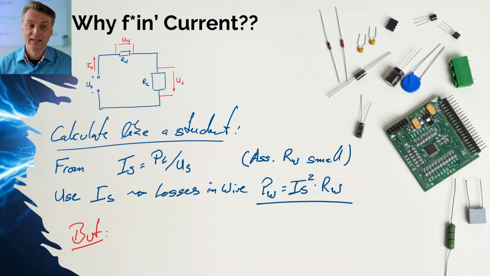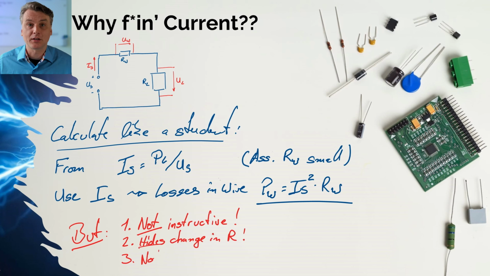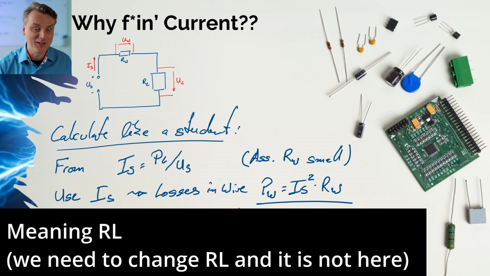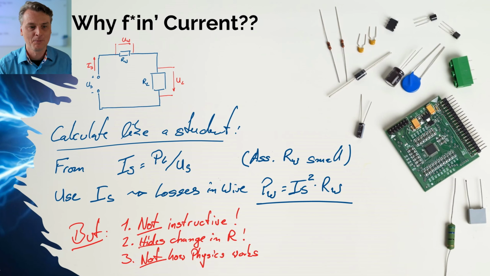The problem is threefold. Problem number one, it's not instructive. It hides changes in R, number two, and number three, it's not how physics works. So it's not instructive, meaning you use that, but you hide the fact that you need to change R. Nowhere in there does the resistance appear. That's a problem because you need to increase the resistance. That's a cause for it. That's the goal we want to do. And that's not how physics works, but it's easy to compute. So math does not care.